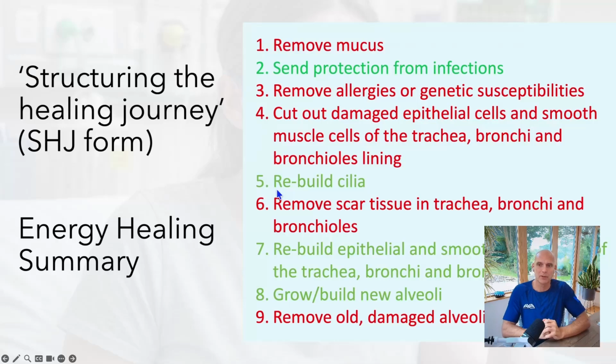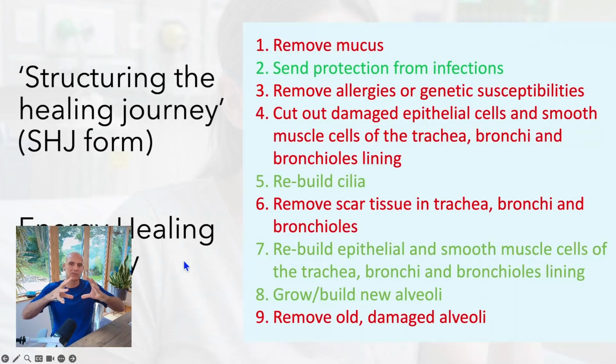Number five, we want to rebuild cilia. Now, again, we didn't know any of this while we were doing it. This knowledge has come afterwards, and it's come through Vinaya visions, which I'm going to go through in a second. But we need to rebuild those cilia. Number six, we need to remove scar tissue in the trachea, bronchi and bronchioles. Those cells which overgrew and formed scar tissue as a result of all the damage, we want to remove all that as well.